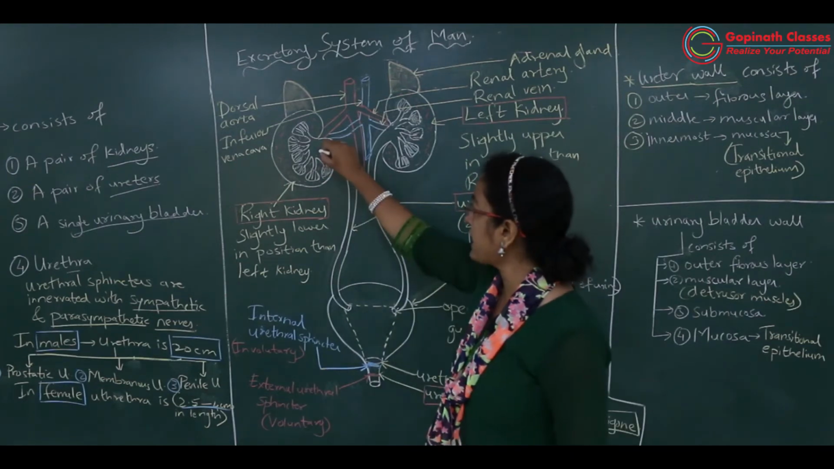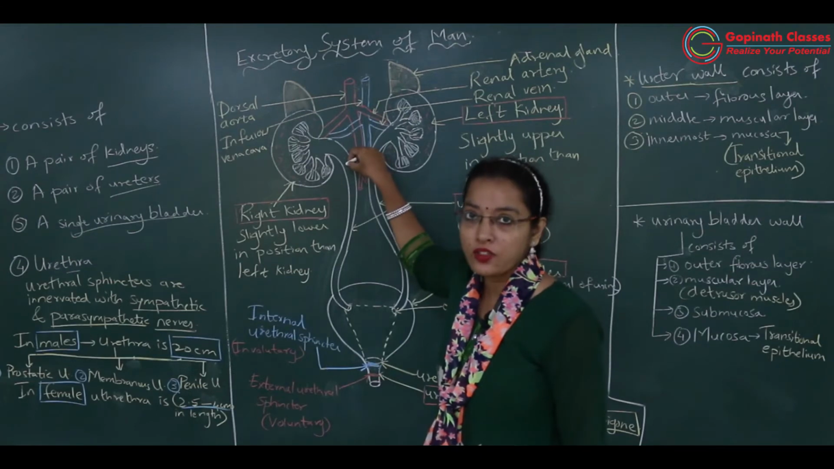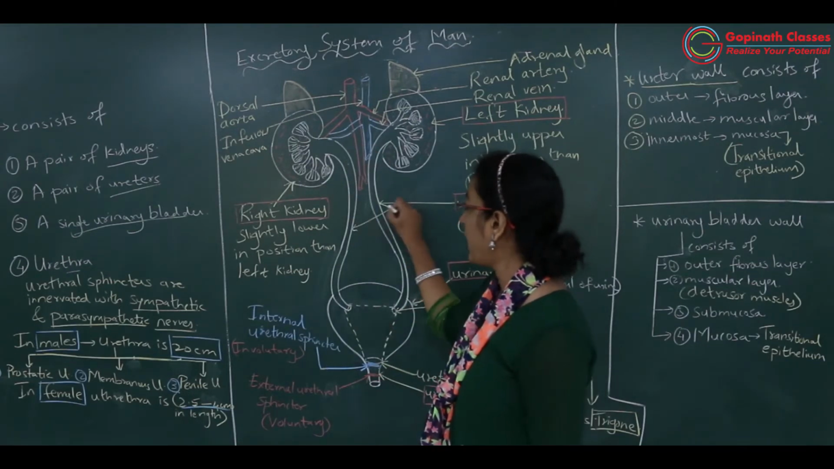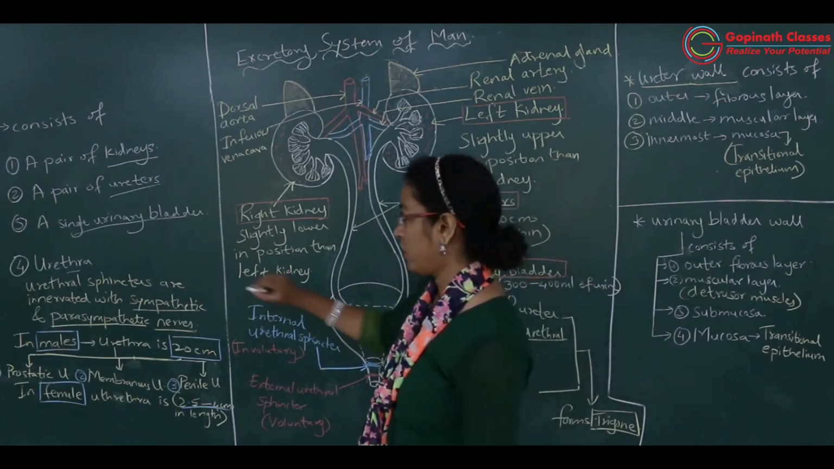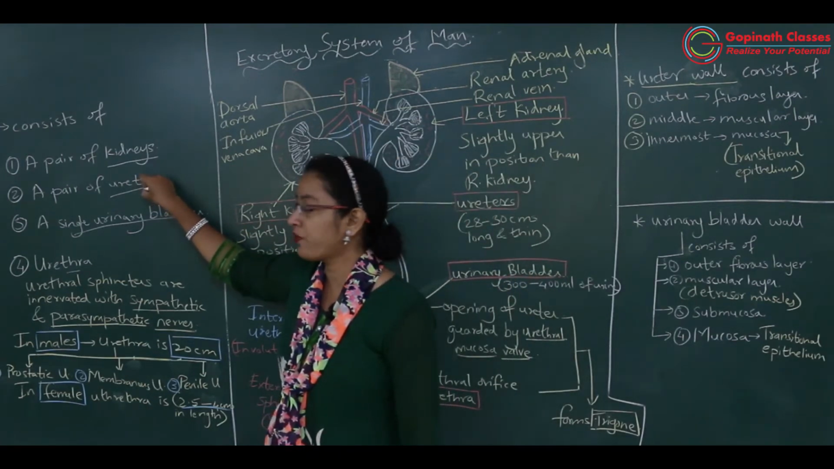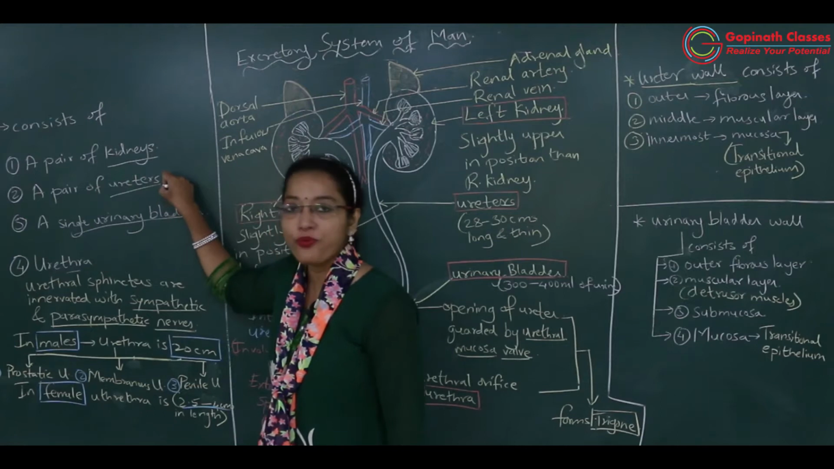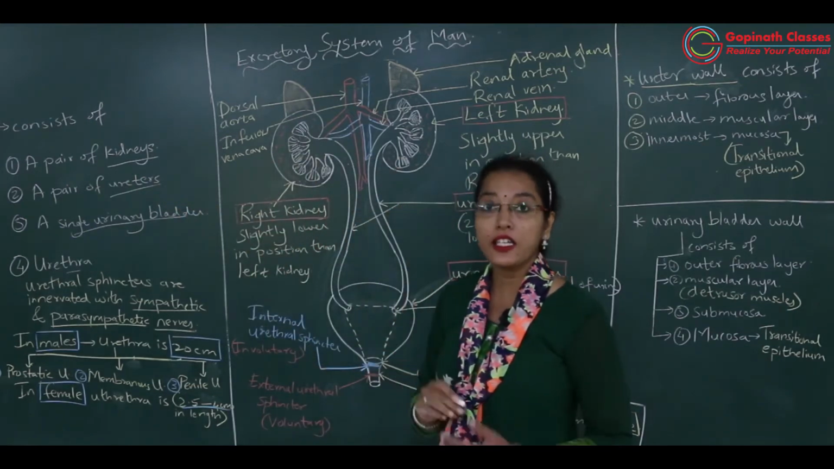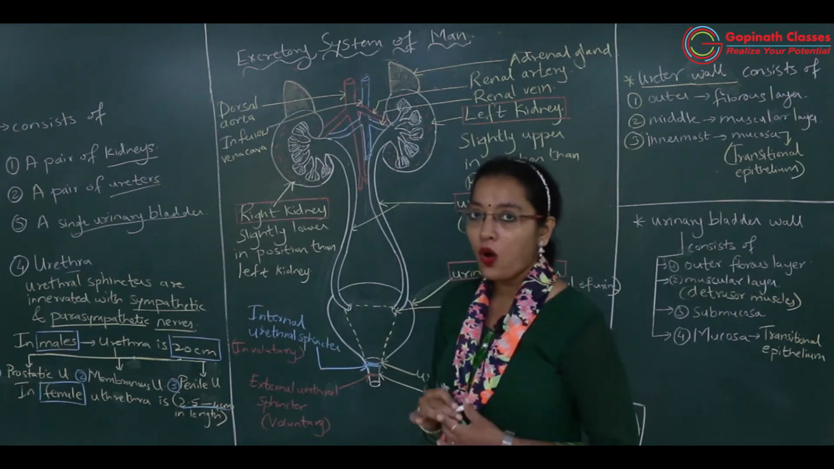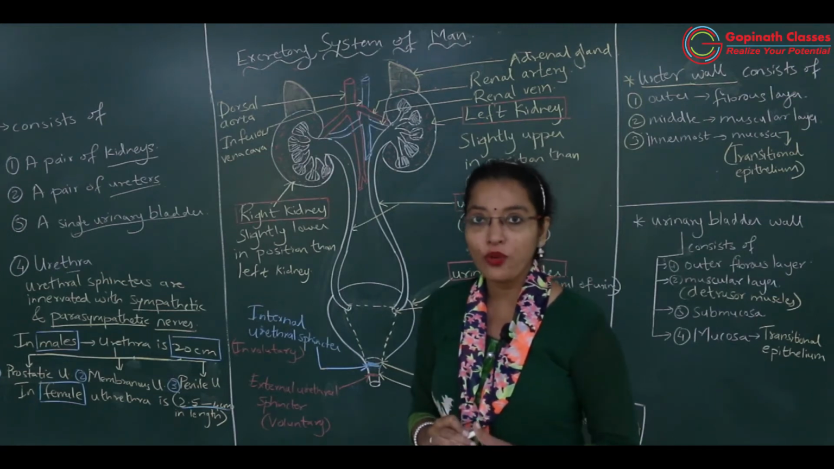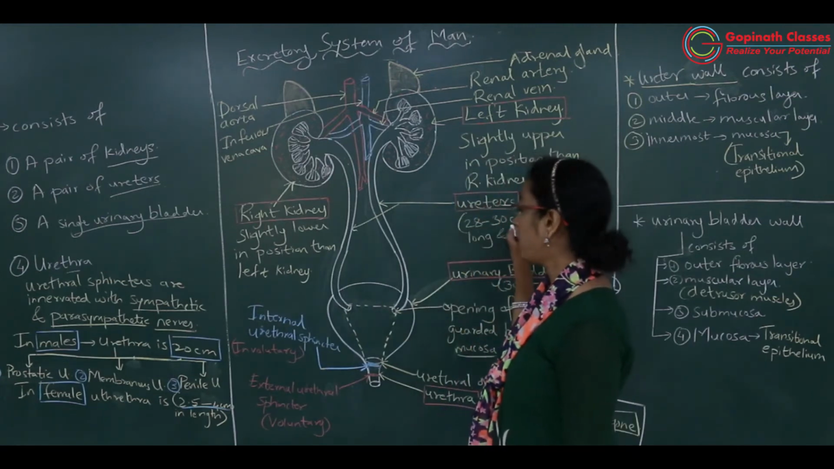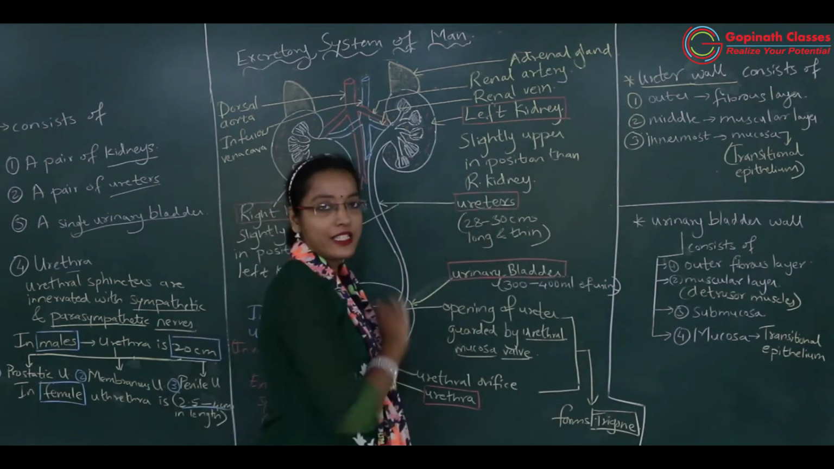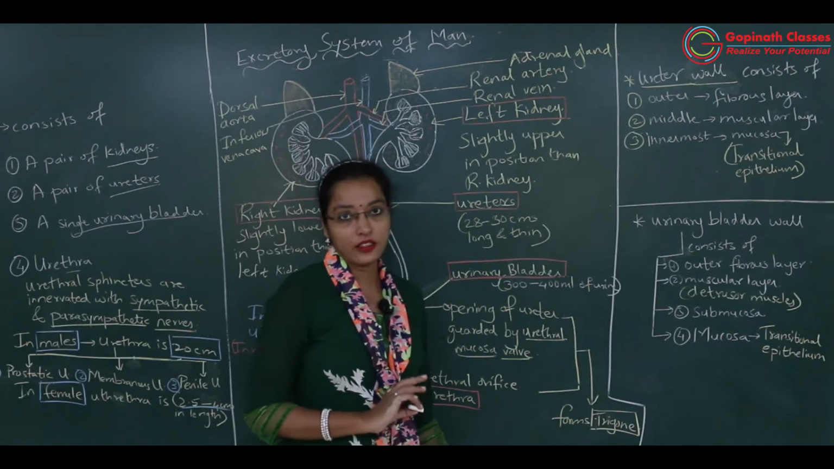So the kidneys lead to a tubular structure, the ureter. There is a pair of ureters. Look here, the second part of the excretory system, the pair of ureters. These ureters are thin and long. What is the length of the ureter? 28 to 30 centimeters is its length.